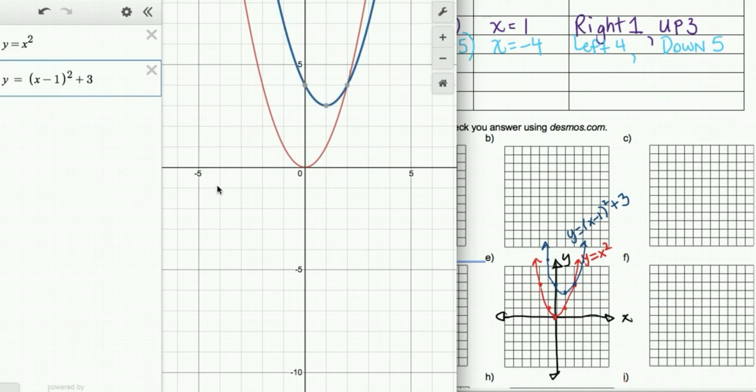All right, so if you take a look here, the vertex was at 0, 0, so now it's 1 over and up 3. This point here, that was 1, 1, 1 over, up 3, etc. You can analyze the other points and you can go from there.